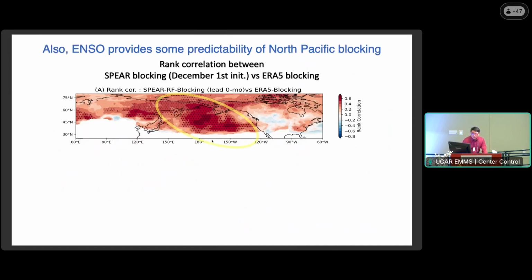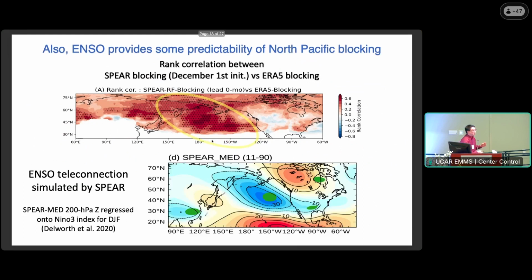Okay, next point is about ENSO being a useful predictor of seasonal North Pacific blocking variability. The result here shows the rank correlation score, another skill metric, between the SPHERE blocking with no lead months and ERA5 blocking. And we see again the substantial skills over the North Pacific Ocean, but with a northwest and southeast tilted structure, which resembles the ENSO teleconnection simulated by SPHERE. So we found that the Nino 3.4 index is well correlated with the North Pacific blocking frequency in both reality and SPHERE.